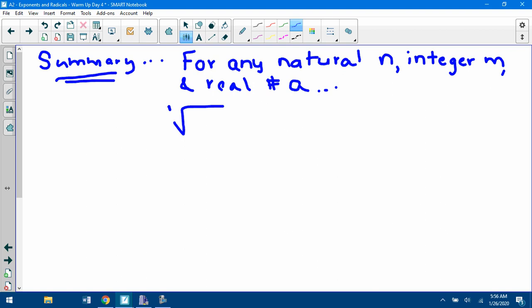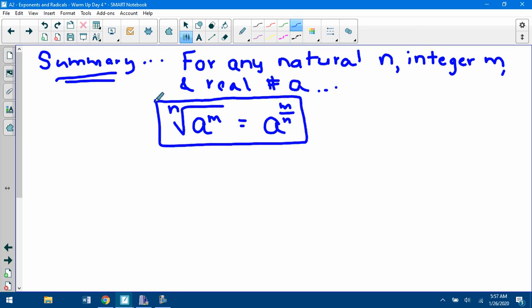Then the nth root of a to the m is always going to equal that base. Remember, the root is the denominator of the exponent, so n would be in the bottom. The power is the numerator. So the nth root of a to the m is equal to a to the m over n power. And if you look at the examples that we did, it follows that rule.